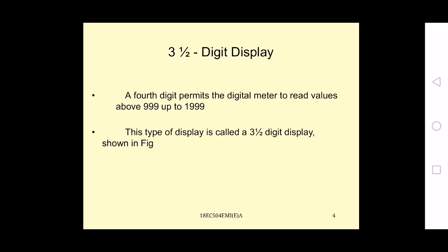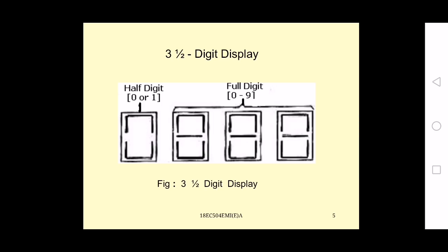So this type of display is called a 3 and a half digit display. That is the display, so it will look like this. You can take a screenshot or you can note it down. So you are having the 7 segment displays.